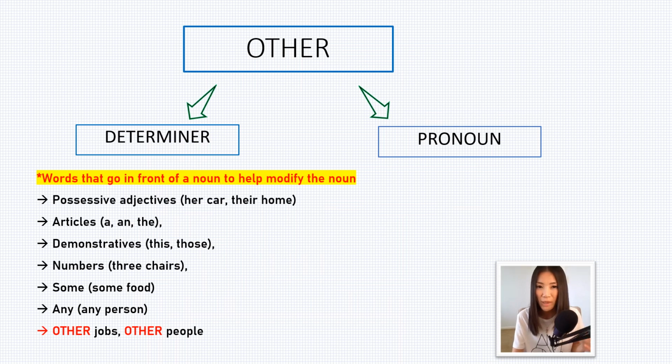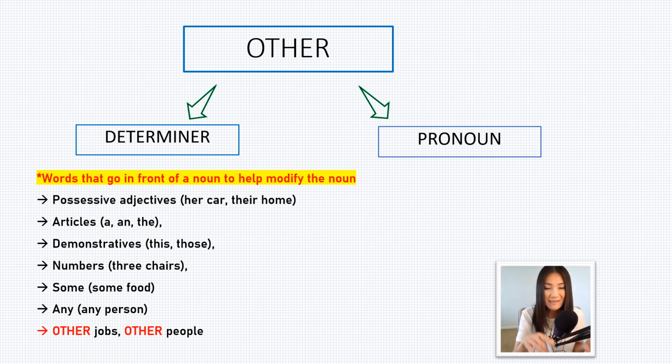All the different ways we use the word other can be divided into just two categories. We use it as a determiner or we use it as a pronoun. So let's just briefly go over what they are. Determiners are words that go in front of a noun to help modify the noun. So that's just a very fancy way to say they are words that go in front of a noun.